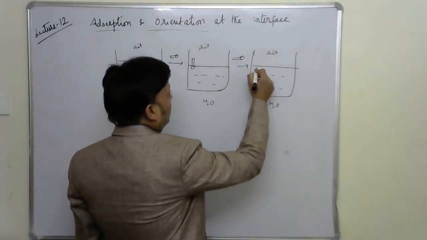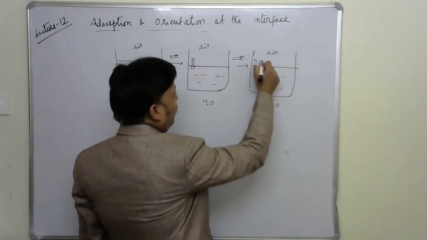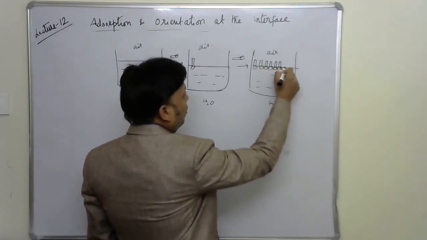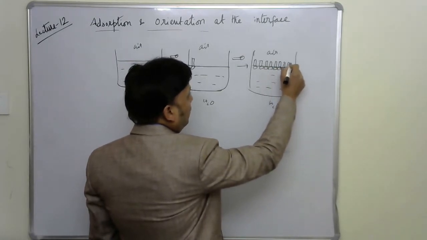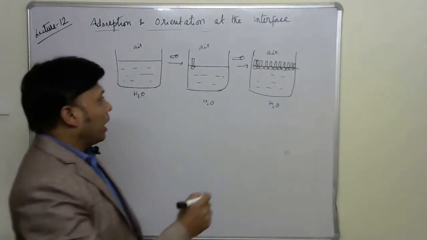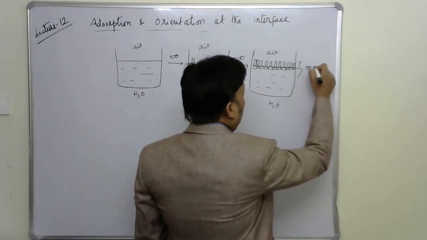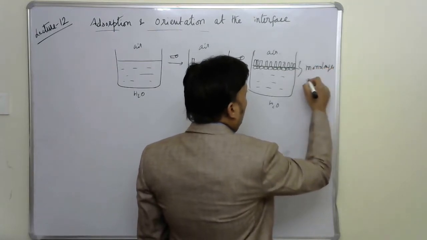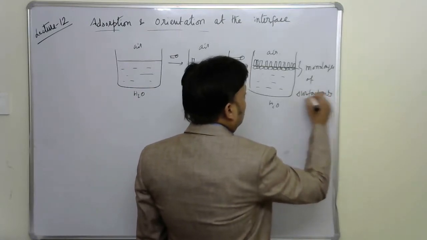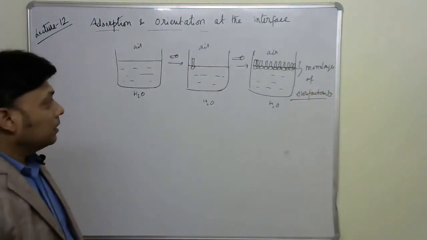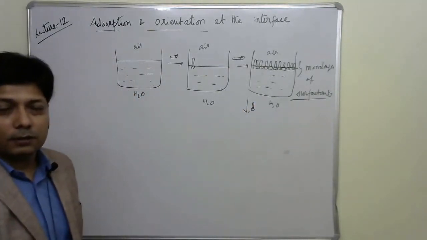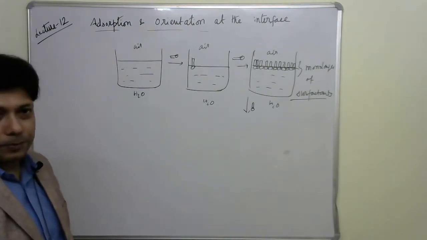Definitely there would be a time point where there would not be any extra space at the surface to accommodate more surfactant molecules. At this situation we would have a monolayer of surfactant at the surface. Now the question is, if I still add some more surfactant molecules, what would happen? That's the question.